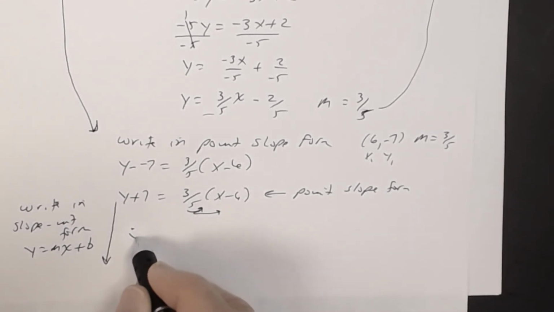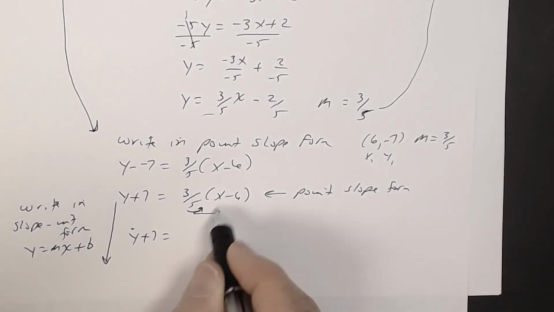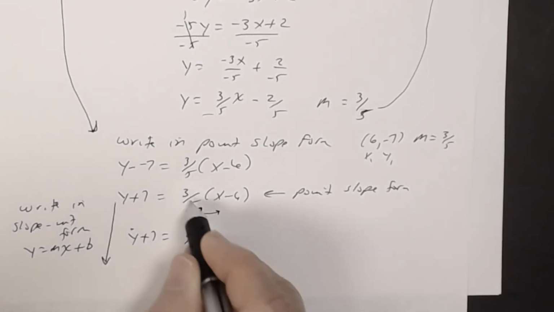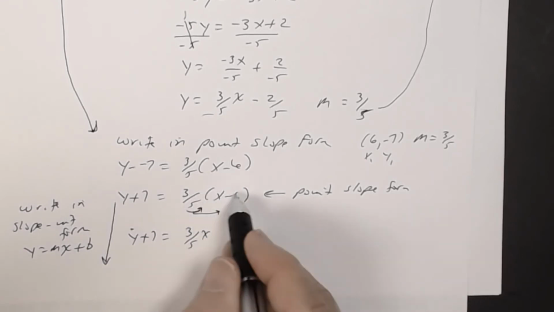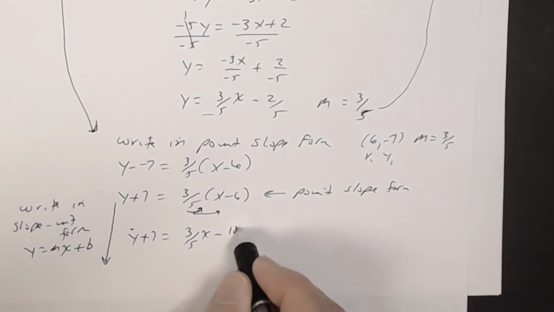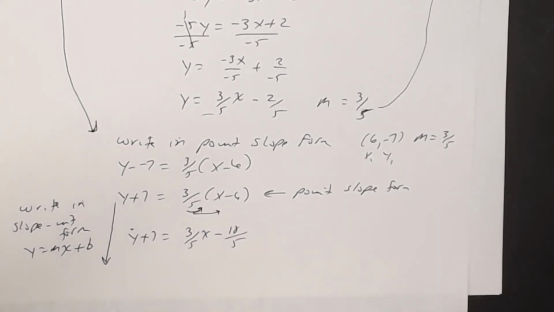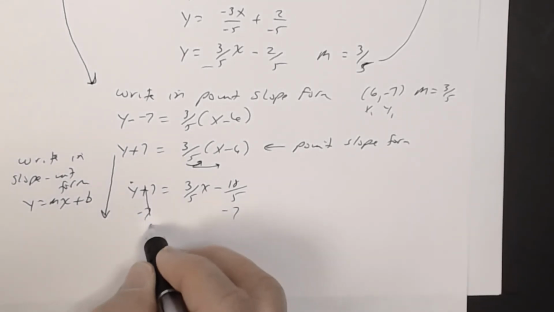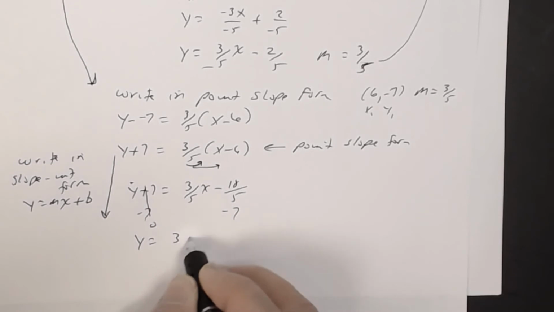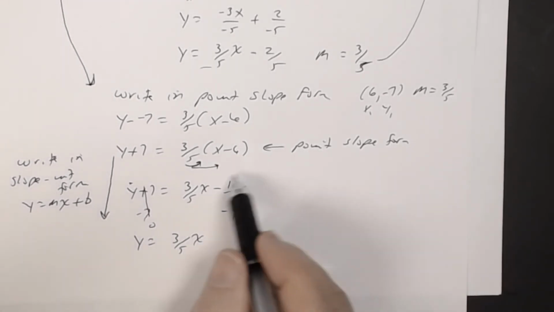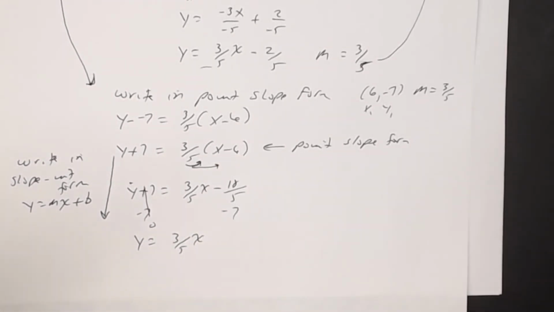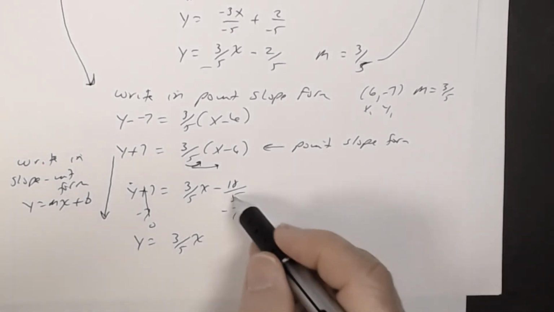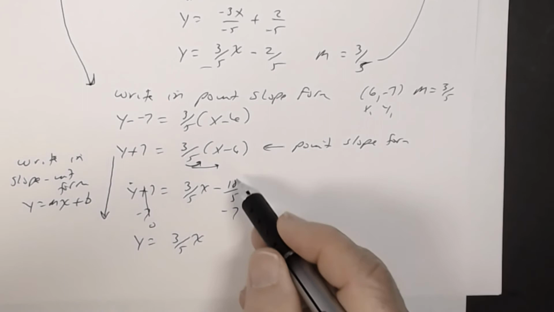So I get y plus 7 equals 3/5 x. Now 3/5 times a -6, 3 times 6 is 18, so that'll be a minus 18 over 5. Now subtracting 7 from both sides and combining like terms, I get y equals 3/5 x. All right, now let's go ahead and use a calculator with this. You've got to be careful, just like we talked about earlier. You're adding these two constants.